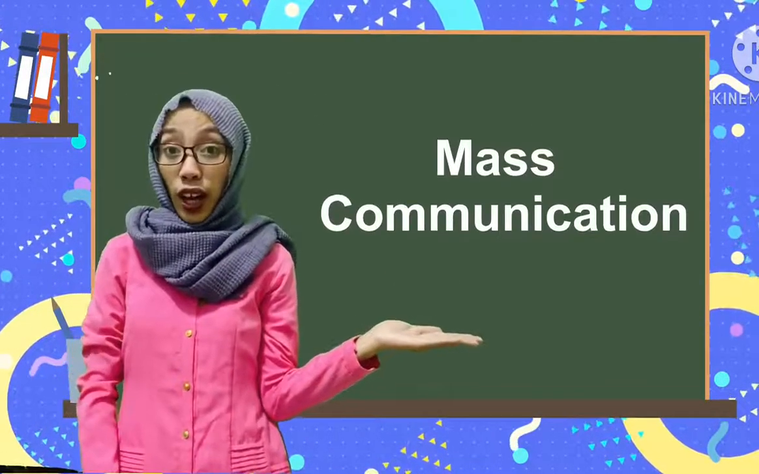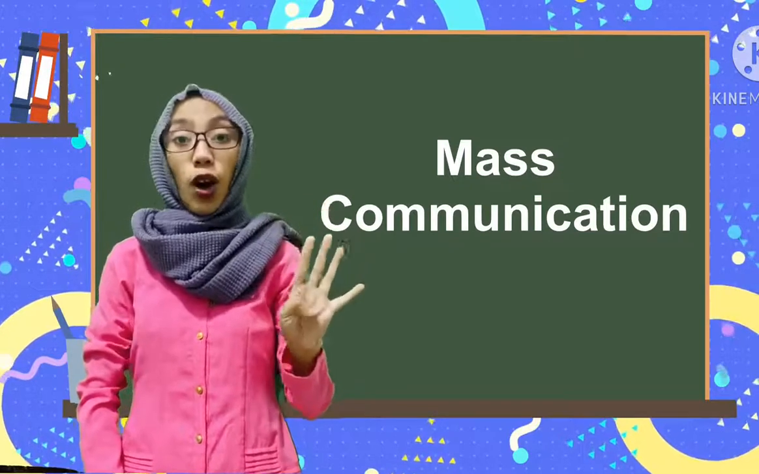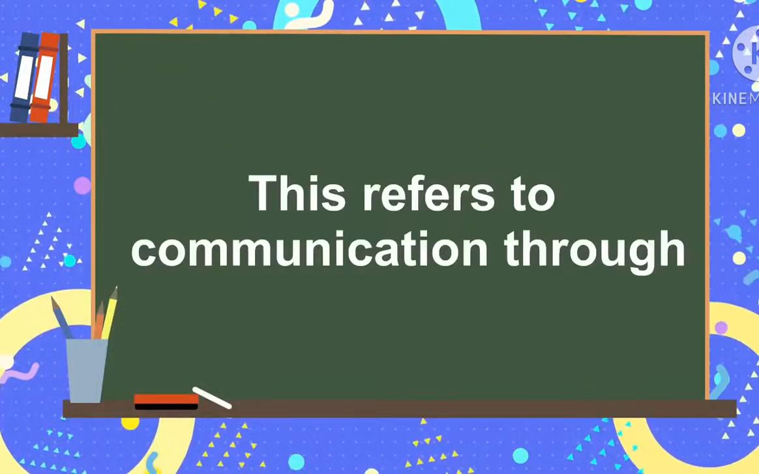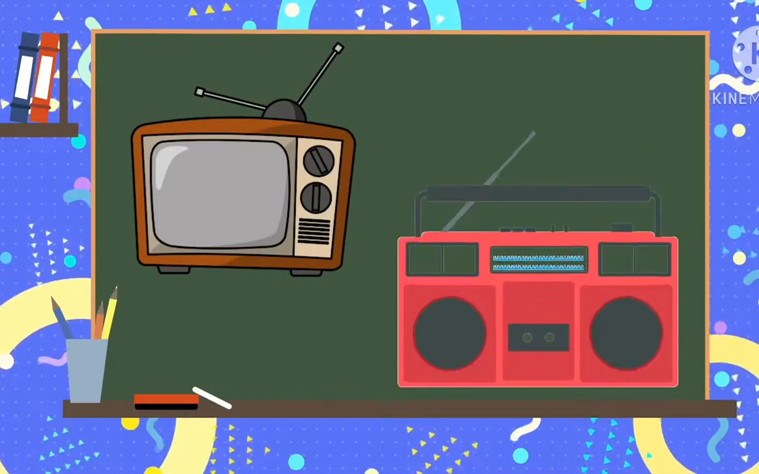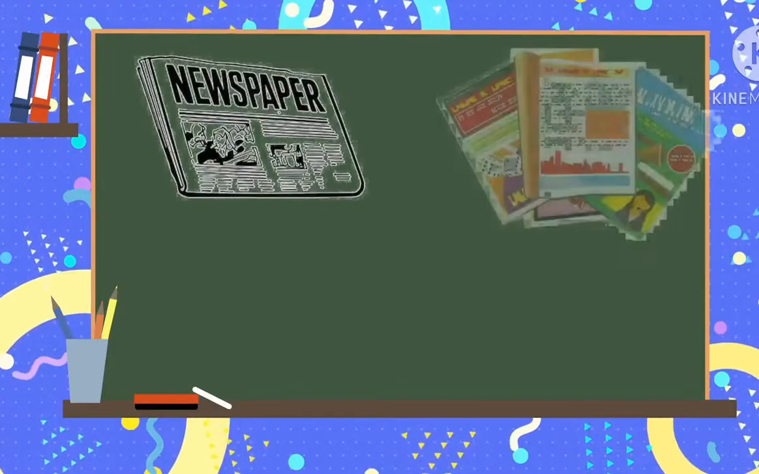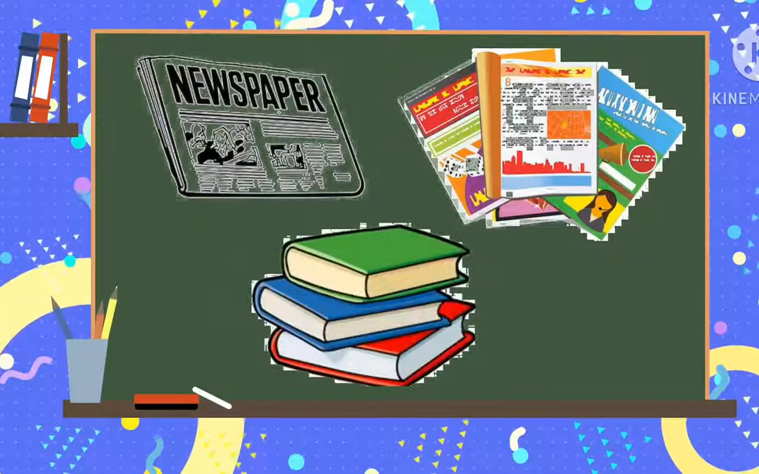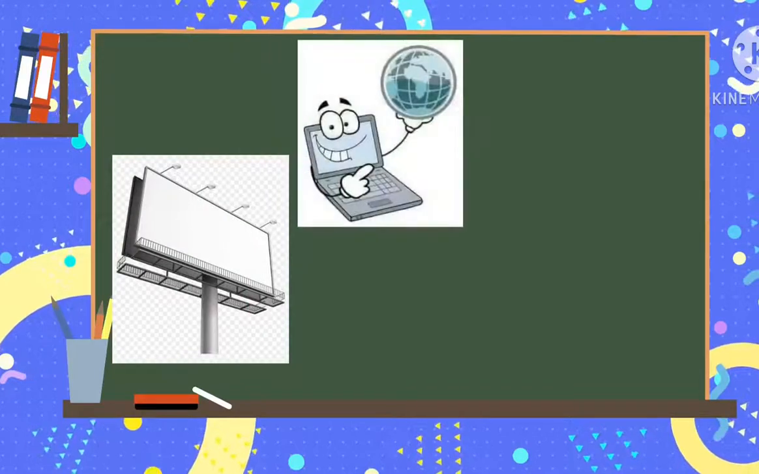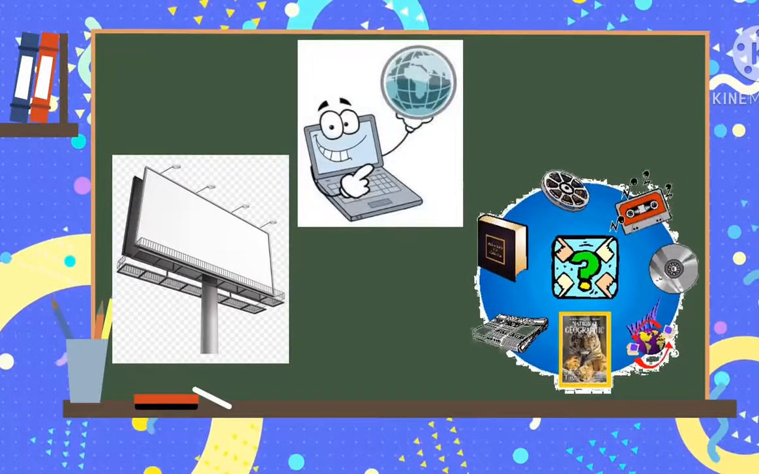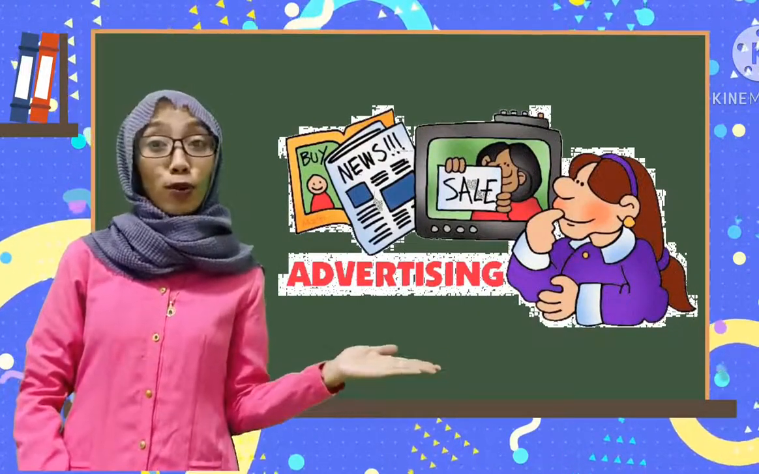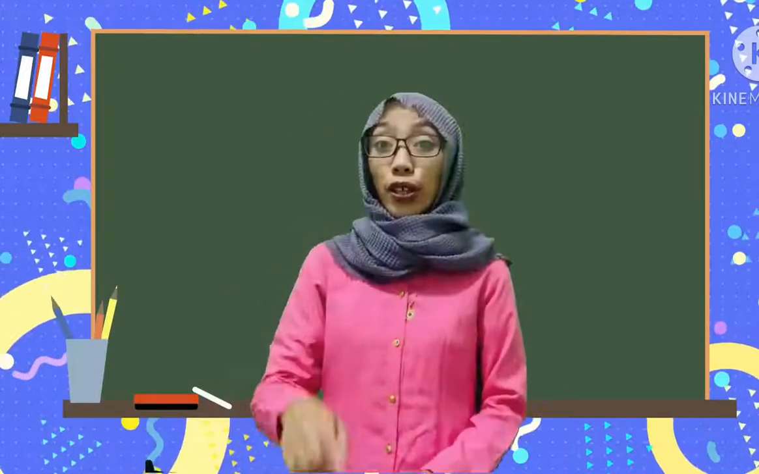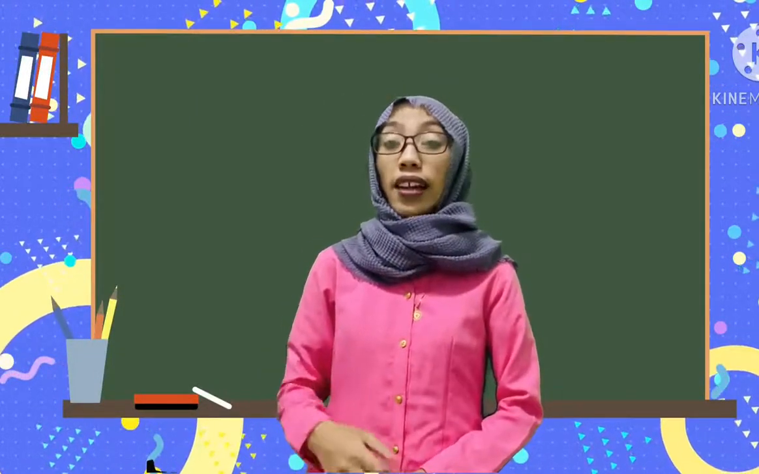Mass communication, on the other hand, is the fourth type of communication. This refers to communication through television, radio, newspaper, magazine, books, billboards, the internet, and other types of media. Look at this picture. Is this an example of mass communication? Yes, you are correct. An advertisement in a television is an example of mass communication.